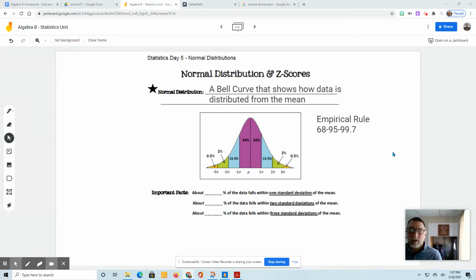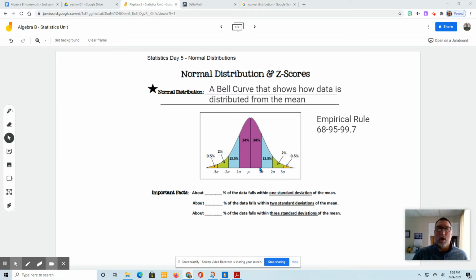Okay, so I want to talk about normal distributions and z-scores. First of all, a normal distribution is a bell curve that shows how the data is distributed from the mean. If you look at this distribution here, this is our normal bell curve that we will look at. The mean, we use mu here because it's for the population. And then it's used by doing standard deviations and how many standard deviations we are from the mean.